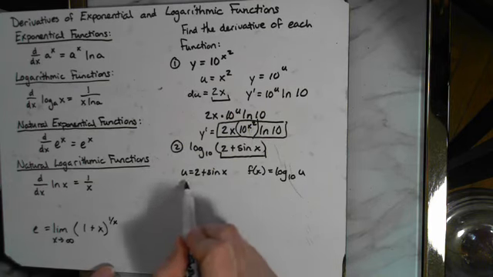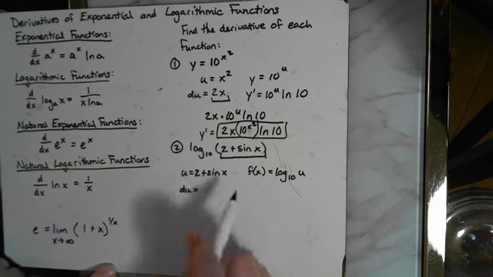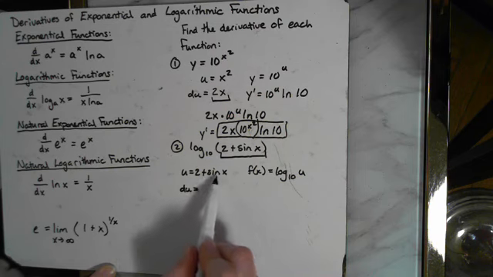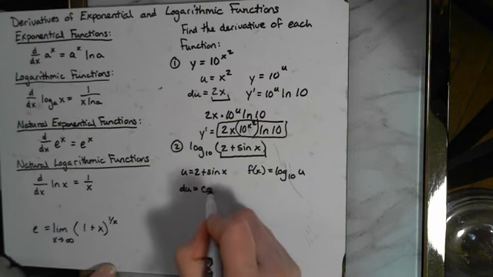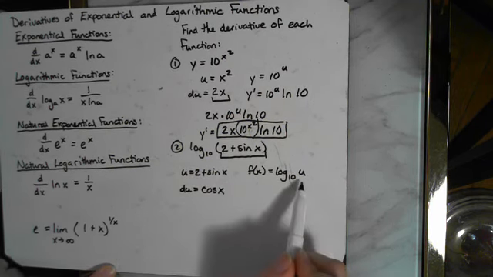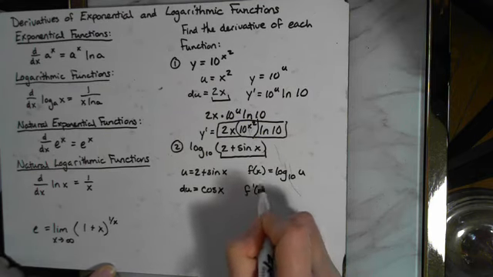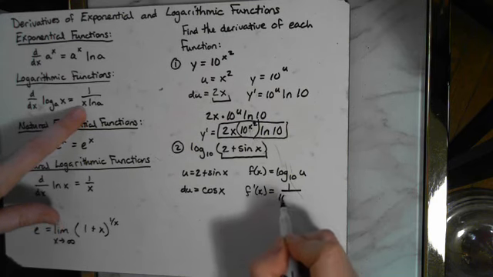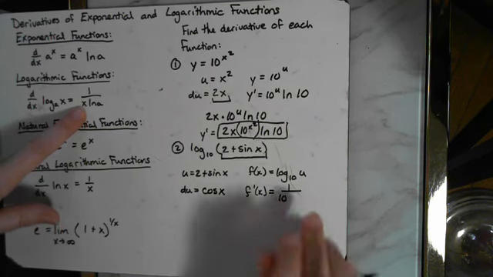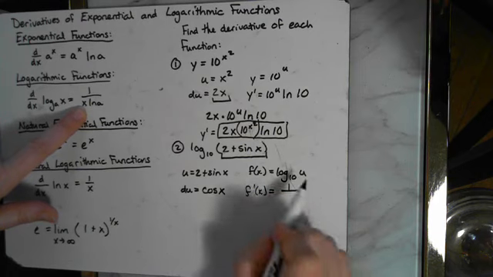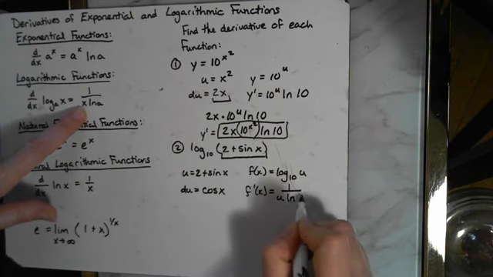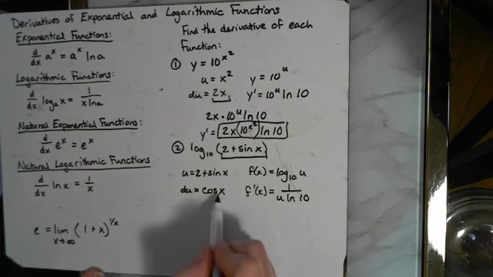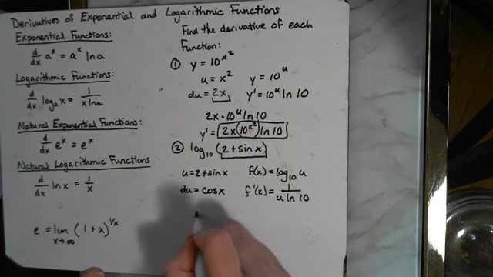The derivative of this one is going to be, the 2 is going to disappear because the derivative of a constant is 0. The derivative of sine is cosine. Over here, the derivative is going to be, let's follow our formula. I have 1 over 10, x, or u in this case, u, times the natural log of 10. Now I'm going to multiply these together. So it's cosine x times this derivative.